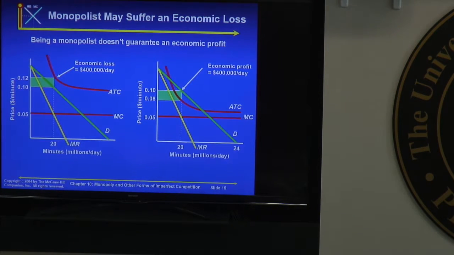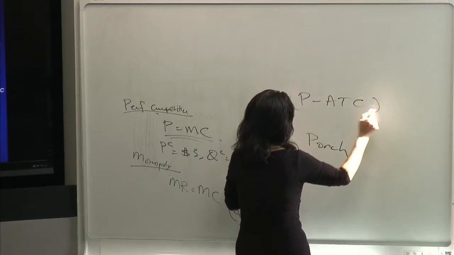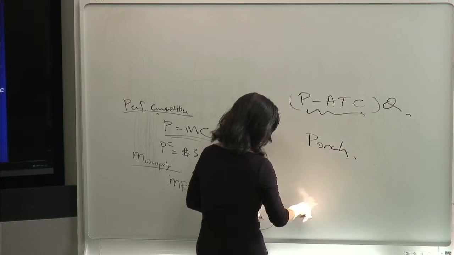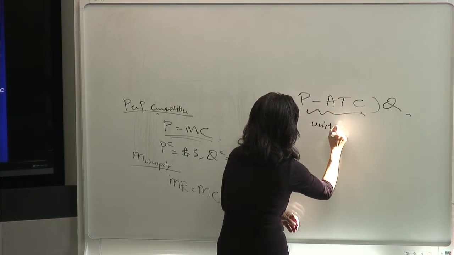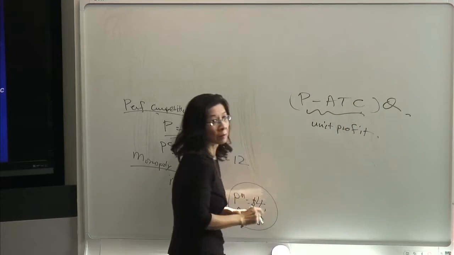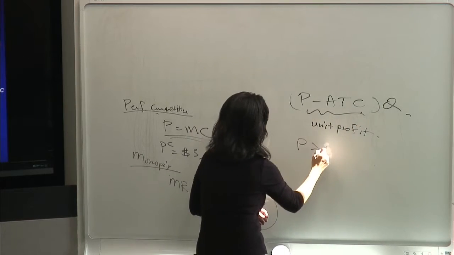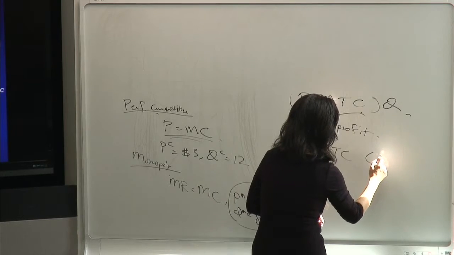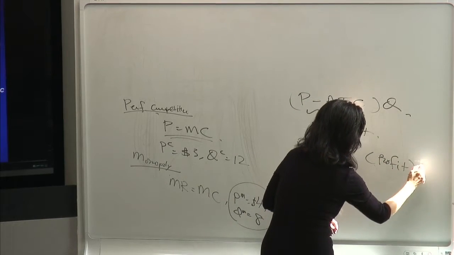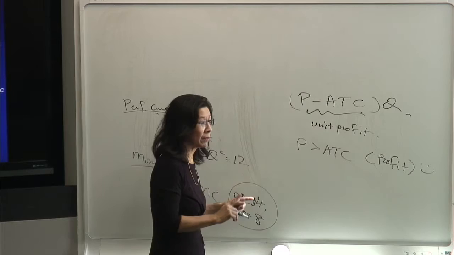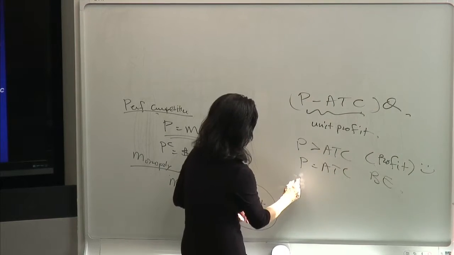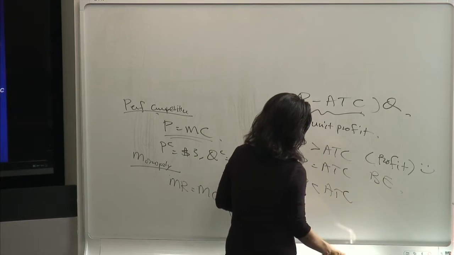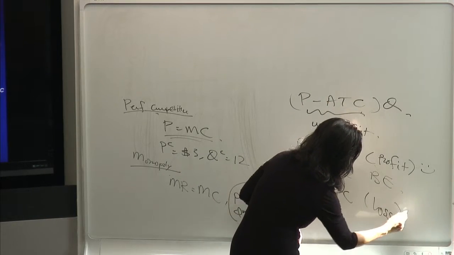Now, remember, I don't want to go over that again. We had this criterion before. P minus ATC is known as your unit profit. So if P is greater than ATC, you are making a profit. Remember all that, this is a repeat review. P equals ATC, we call that break even. And P less than ATC, what do we call? Loss. Loss, very good.